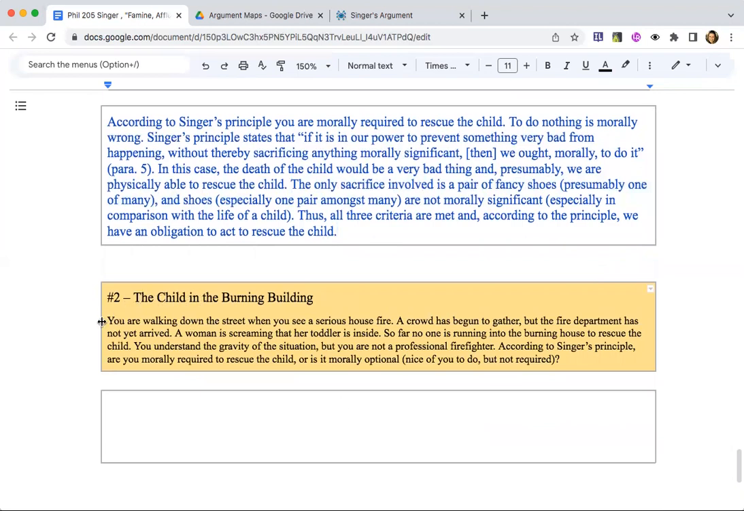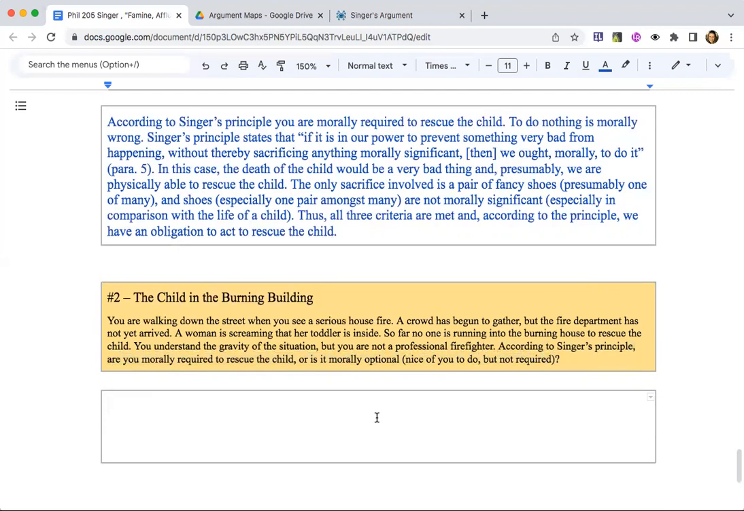Another simple one. This time, imagine you're walking down the street when you see a serious house fire. A crowd has begun to gather, but the fire department has not yet arrived. A woman is screaming that her toddler is inside. So far, no one is running into the burning house to rescue the child. You understand the gravity of the situation, but you are not a professional firefighter. According to Singer's principle, are you morally required to rescue the child? Or is it morally optional? Nice of you to do, but not required? Or like, should you not try to rescue the child for some reason?